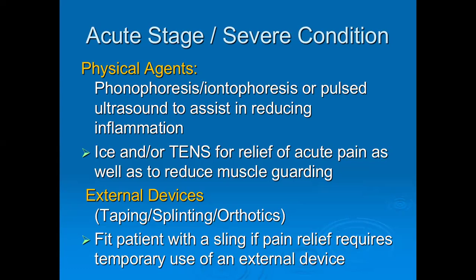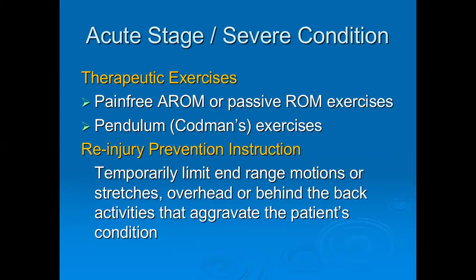Taping and splinting are orthotic devices. They can also be used in the acute stage as an external device to protect the patient and reduce the inflammatory signs. Especially taping can be used because it improves the circulation and the lymphatic drainage, so it may have an indirect effect on the decline in inflammation. Patients may also use a sling if pain relief requires an external device.